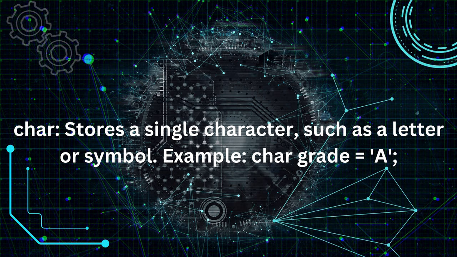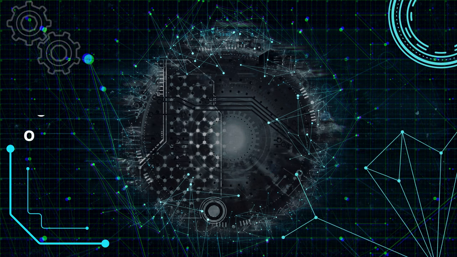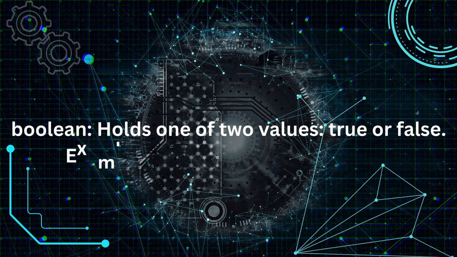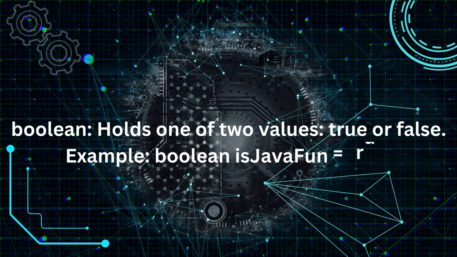Example: char grade = 'A'. Boolean. Holds one of two values, true or false. Example: boolean isJavaFun = true.